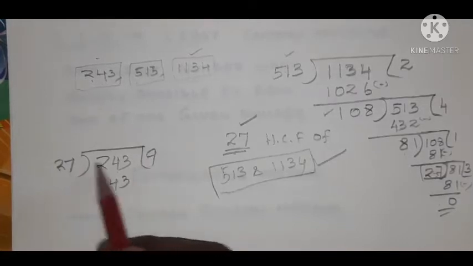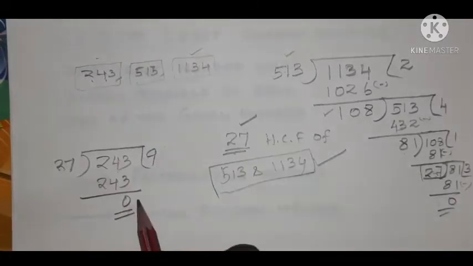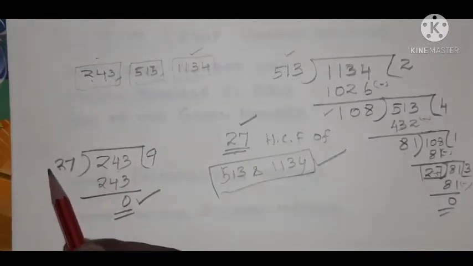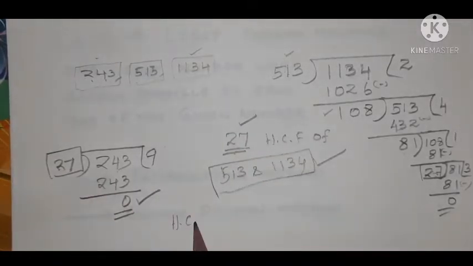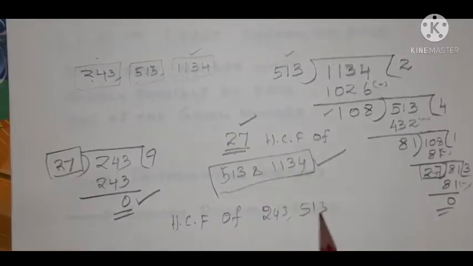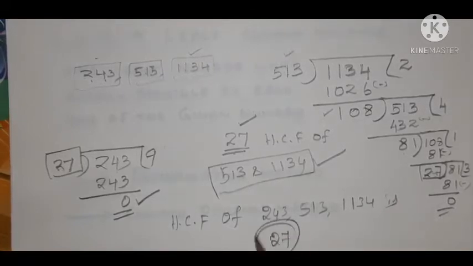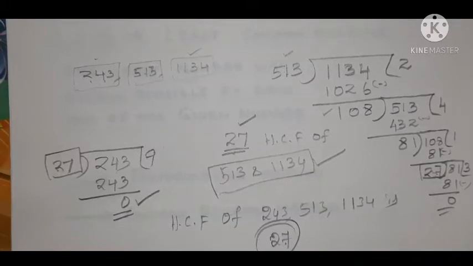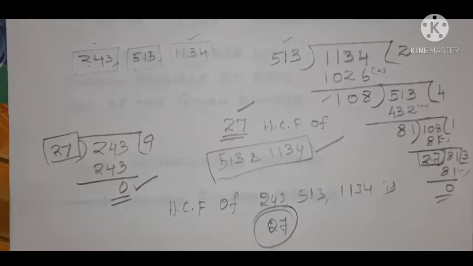Am I right? 9 7s are 63, remaining 6. 2 9s are 18 plus 6 is 24. So it will become 0. Now we got remainder as 0. Look at the divisor. The divisor is 27. So again, the highest common factor of 243, 513, 1134 is 27. Right? We identified the answer is 27. This is the way that we should find the highest common factor of the given numbers by the division method.